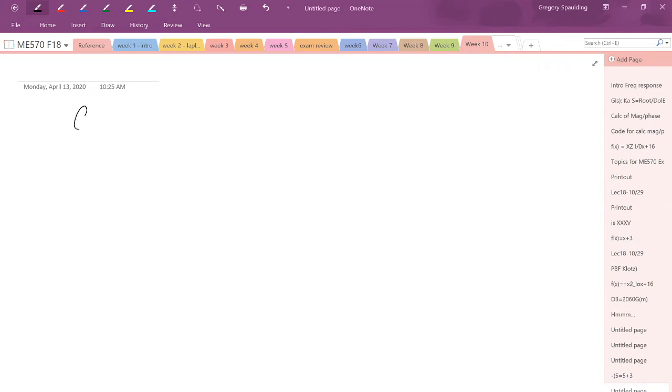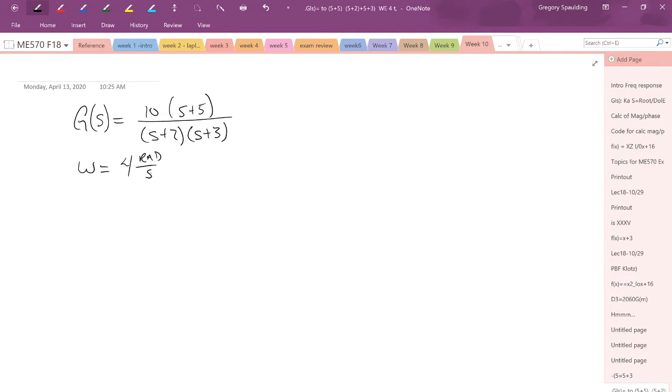So let's imagine a system that can be represented by the transfer function 10 (s plus 5) over (s plus 2) (s plus 3). Just a generic transfer function where we want to find the magnitude and phase at a specific frequency. So let's let omega equal 4 radians per second. Okay, so that's what we want to do.